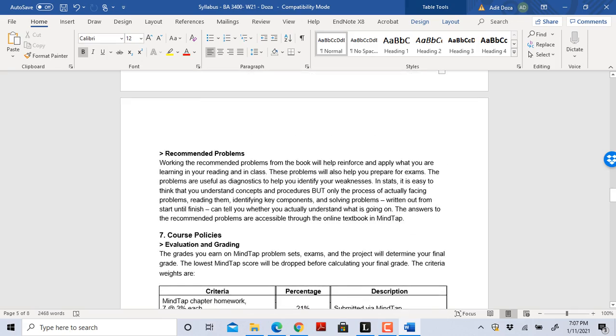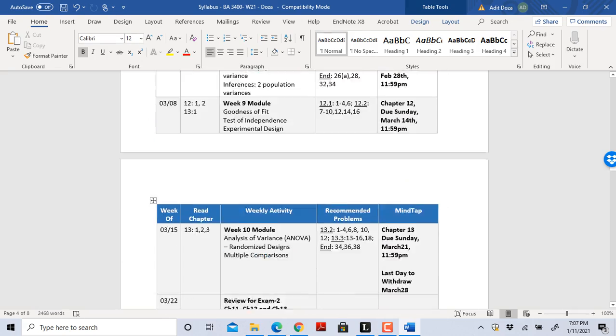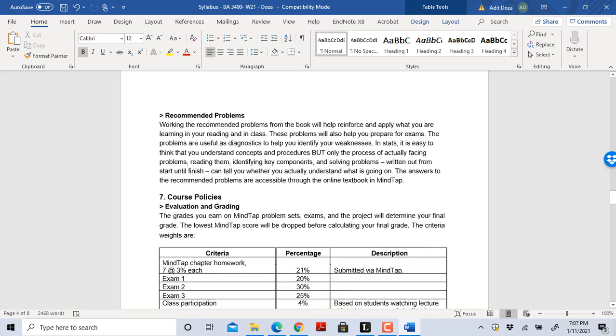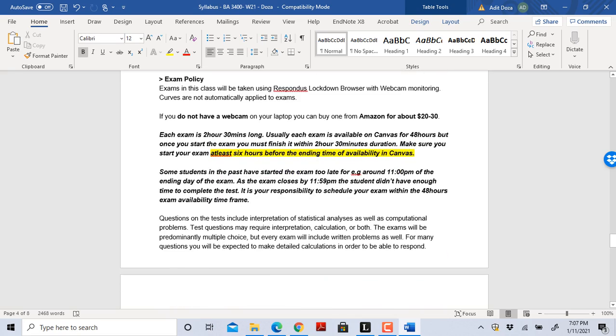So it is your responsibility. Like if you think, oh yeah, let me start at the last hour, then you have less time. But you should be responsible. So I recommend you start at least 6 hours before the ending time. You usually have 2 days. I have seen many students complete it on the first day. I actually like those students. Some students start on the second day, but if you start on the second day, make sure you start 6 hours before the ending time.